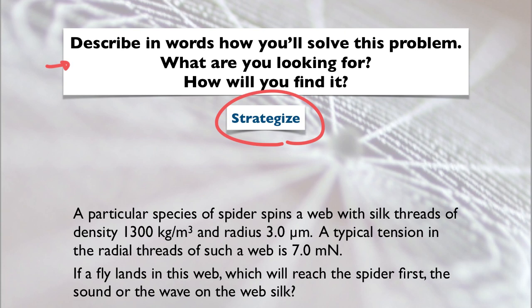Well, there's two different waves that you're asked about here. One is a sound wave that's going to travel through the air, and the second is a wave on the web silk. So I want to know which is greater, the speed of the wave on the silk or the speed of sound. Whichever has a greater speed is going to get there first. And so we're just asked basically to figure out the two different speeds.